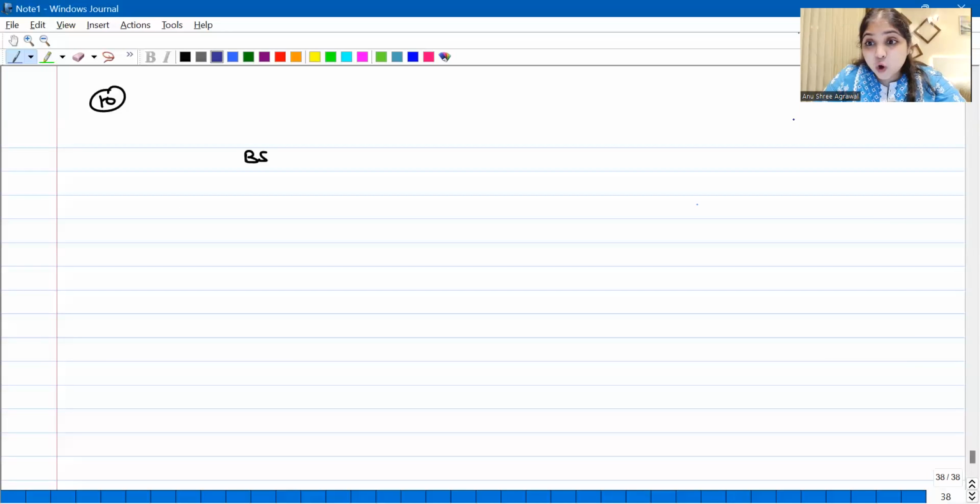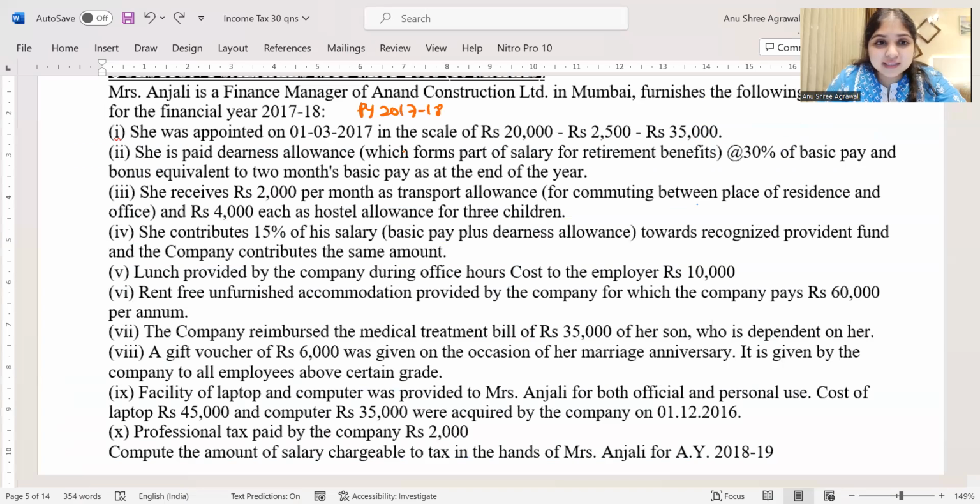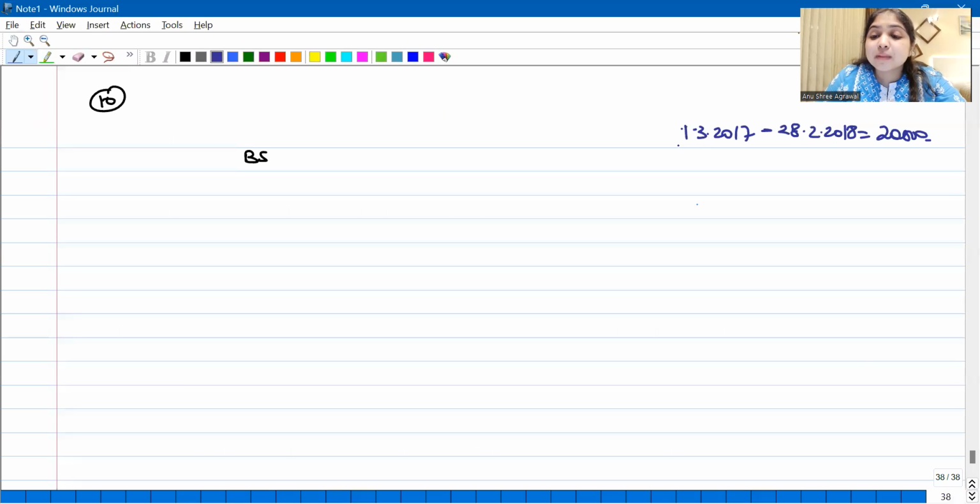See, she joined on 1st March 2017. So, from 1st March 2017 to 28th February 2018, what is her salary, guys? The question says she started in the scale of 20,000, 2,500, 35,000. Have they given to us what was her starting salary in this range? They have not given to us. So we'll assume that her starting salary was 20,000 per month. Then from 1st March 2018 to 28th February 2019, the salary is going to increase by 2,500, right? Earlier 20,000 per month. Now it will become 22,500 per month.